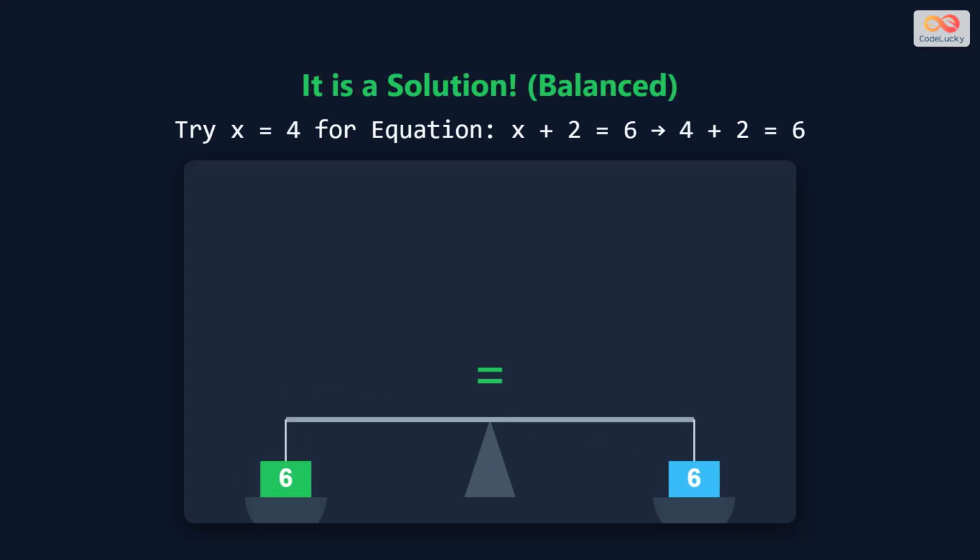Now let's try the value 4. If we replace x with 4, we get 4 plus 2, which is 6. On the other side, we also have 6. The scale is perfectly balanced. This confirms that 4 is the solution.